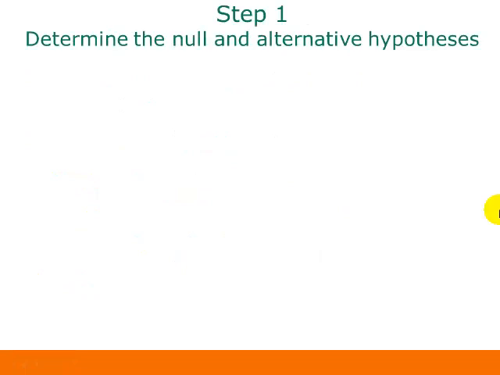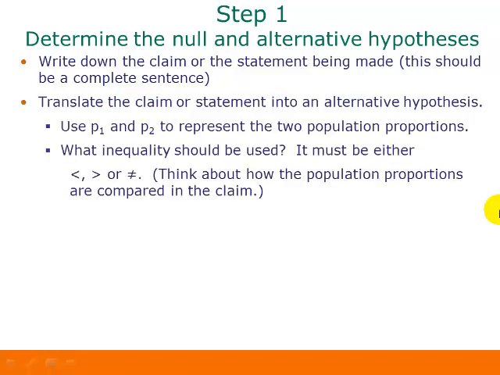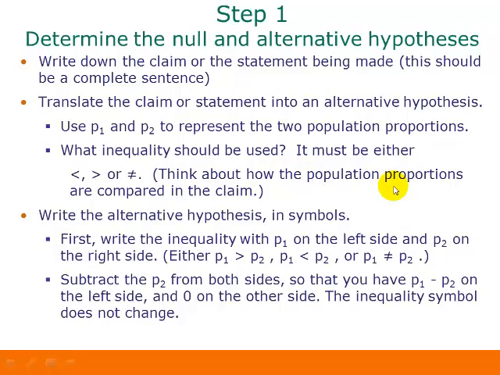Now step 1 for this is going to be a little bit different just because we have 2 parameters to deal with. So again, we're going to start out by writing down the claim or the statement being made in a complete sentence. And then we're going to translate that into an alternative hypothesis. So we're going to use P sub 1 and P sub 2 to represent our two population proportions. And then again, we're going to decide what inequalities should be used. It has to be either a less than, a greater than, or not equal to. And to figure this out, think about how the population proportions are compared in the claim.